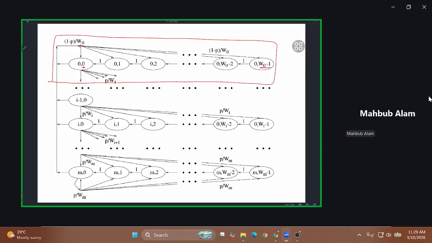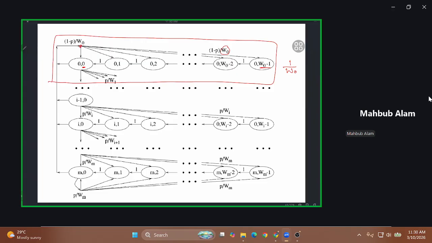CW minus 1. So what is the probability? A number in between 0 to W0 minus 1 is chosen. How many numbers are there? W0 numbers, CW meaning contention window. So any of the numbers is chosen with probability 1 over W0. This is the case. And why is this 1 minus P multiplied here?